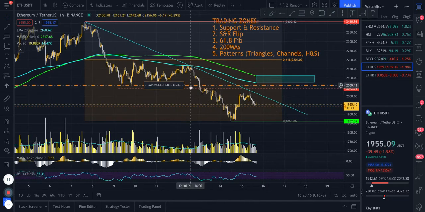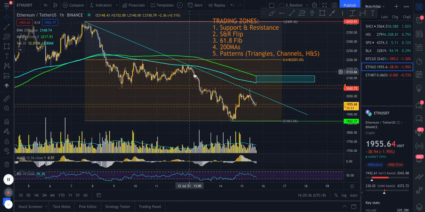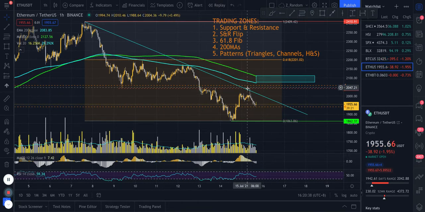So actually, to add more confluence to this SNR flip, when we took the resistance line from this high to this high, we created this trend line, and this was a trend line resistance. So this level here was actually the confluence of an S&R flip as well as a trend line resistance, right, which gives extra weight to this level.